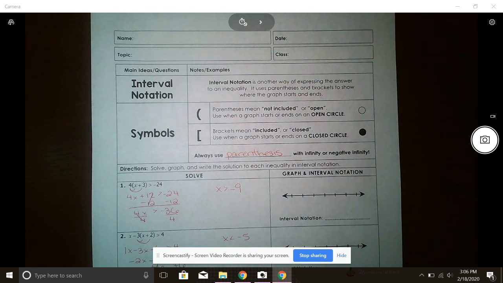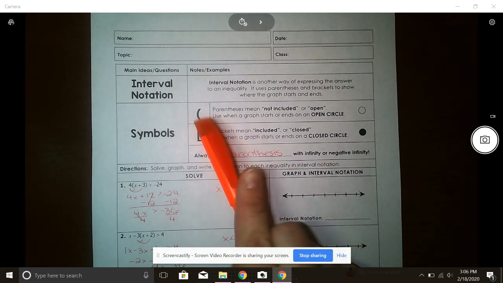Everyone. In this video, I want to introduce a new type of notation to you called interval notation. When we're using interval notation, we're expressing our answers to an inequality in a list view. So we have two special symbols.